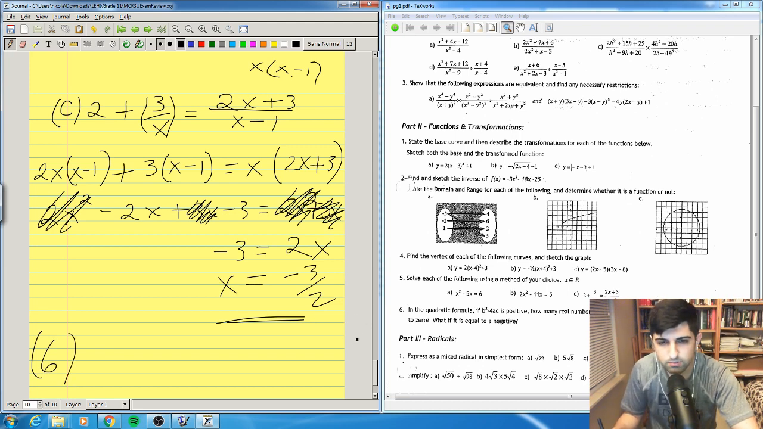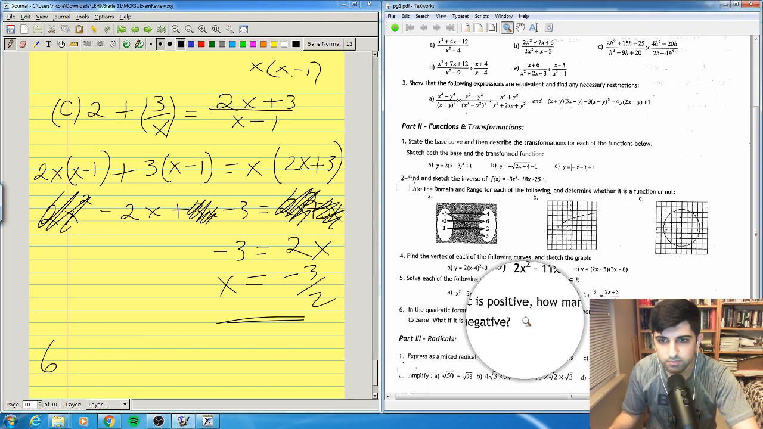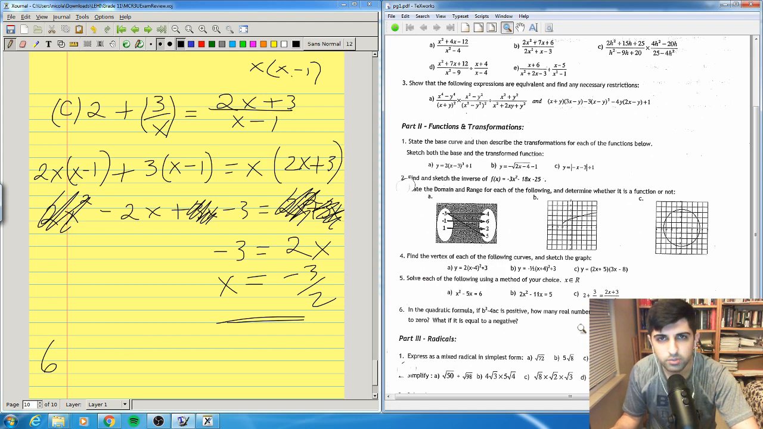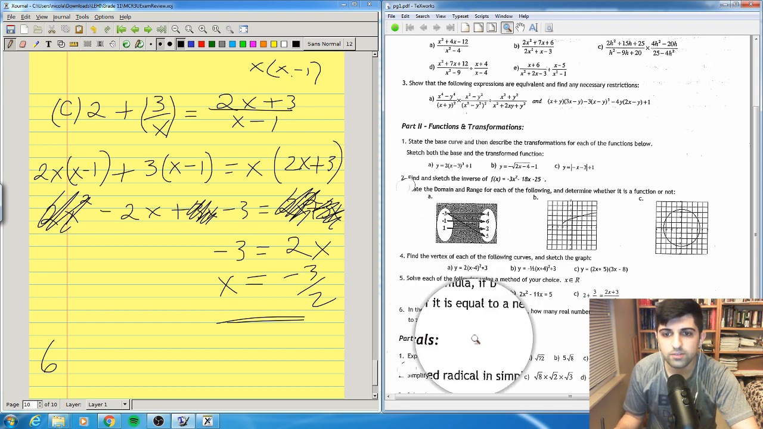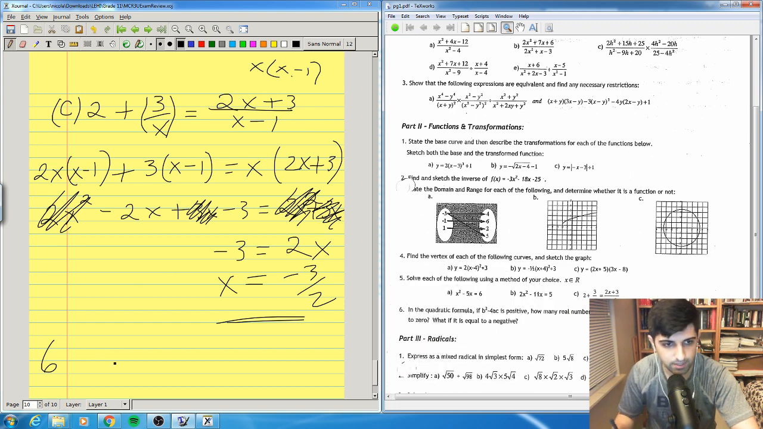And last but certainly not least, number 6. Okay, and this part is really straightforward. And I'm going to demonstrate it to you. In the quadratic formula, if b squared minus 4ac is positive, how many real number solutions are there? Don't worry about real or imaginary for now. How many solutions are there? What if it is equal to 0? So what if b squared minus 4ac is 0? And what if it is equal to a negative?